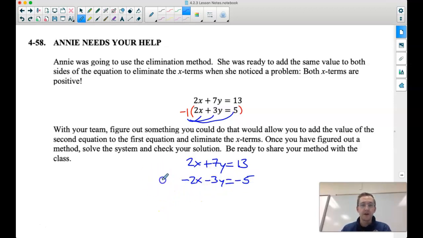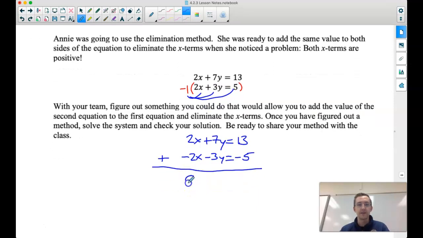Now we can do our elimination method where we add the like terms up and down. 2x plus -2x is 0 x's, so those cancel out. We get 7y plus a -3y, which is like subtraction, so we get plus 4y, equal to 13 minus 5, which is 8. Again, the x goes away because we canceled those out. So we're left with 4y is equal to 8. To solve for y, we divide by 4. Our 4's cancel on the left, and y is equal to 2.